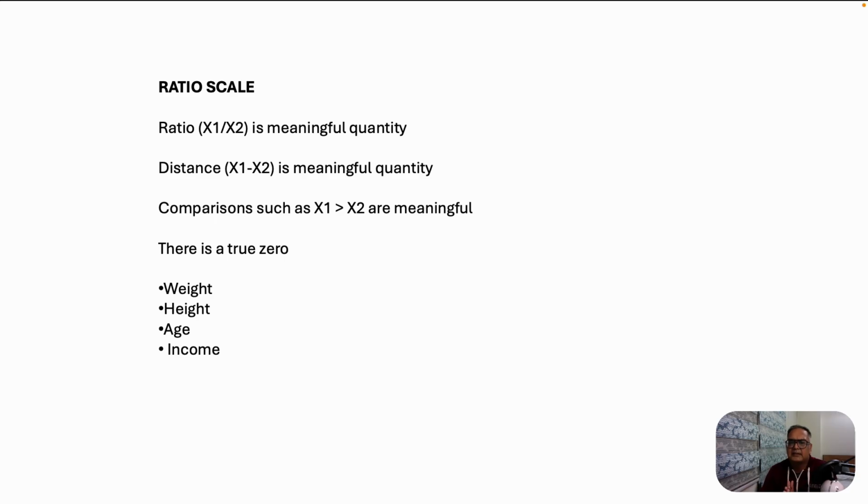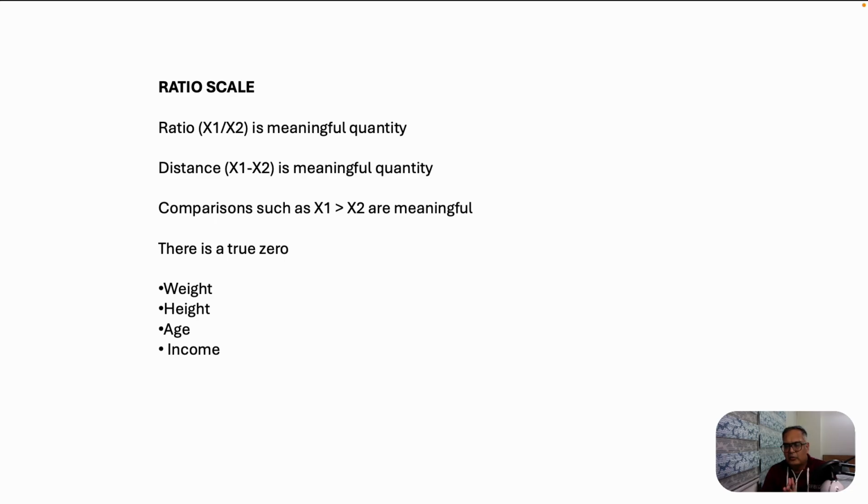Secondly, the distance is a meaningful quantity. You can actually find out the difference between values, and it becomes meaningful. Let's say somebody earns 1 lakh rupees per month, another person earns 50,000 rupees a month. So there's a difference of 50,000 per month. That distance is a meaningful quantity. Then comparisons such as x1 greater than x2, x1 lesser than x2, x2 greater than x3 are meaningful. You can actually compare which quantities are greater than another, which are lesser.